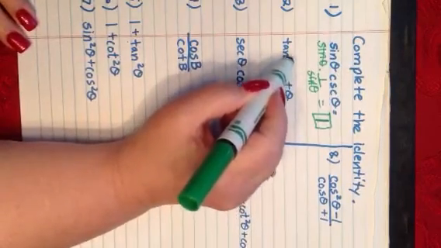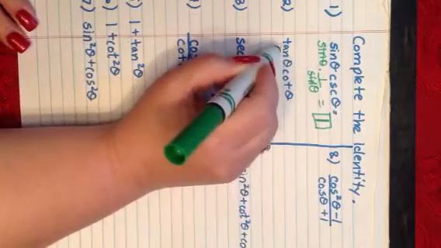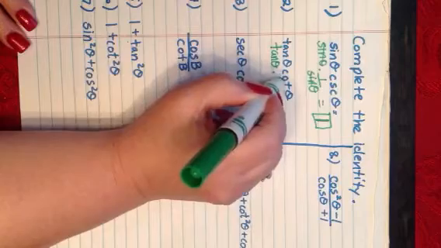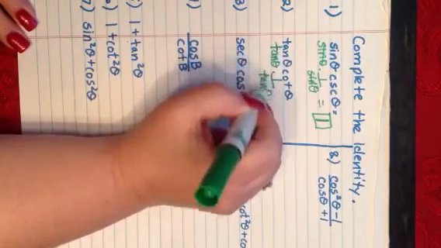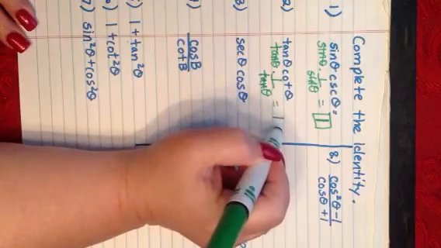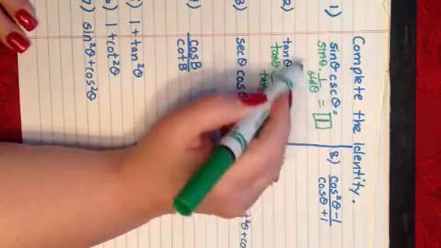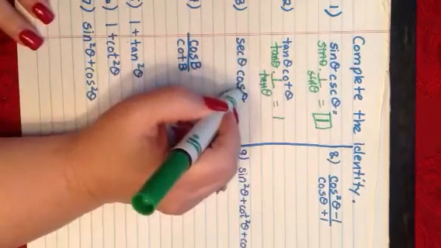Similarly here, we have tangent of theta times cotangent of theta. Well, cotangent is the reciprocal of tangent, so it can be written like this. Tangents cancel, so you get 1. These come from your reciprocal identity. Sine and cosecant are reciprocals, tangent and cotangent are reciprocals, secant and cosine are reciprocals.